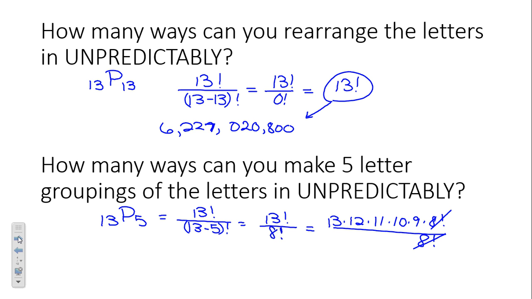And so if you don't have a factorial button on your calculator, you can save yourself some time by taking 13 times 12 times 11 times 10 times 9. Okay? And what did we get for that answer?